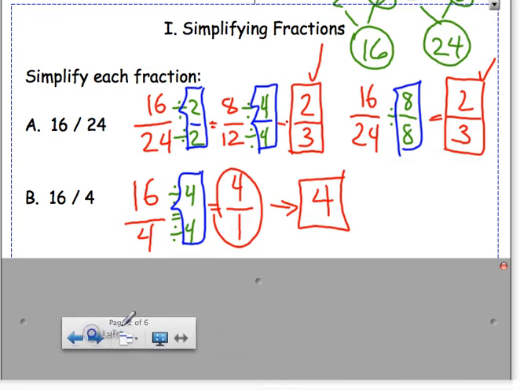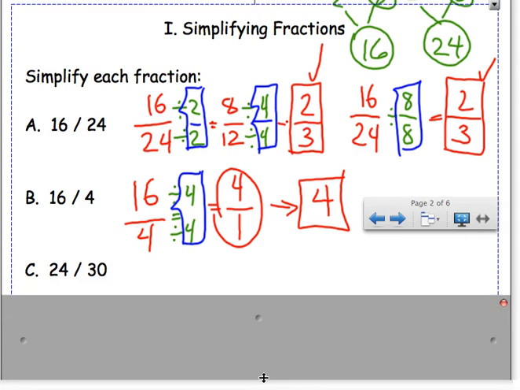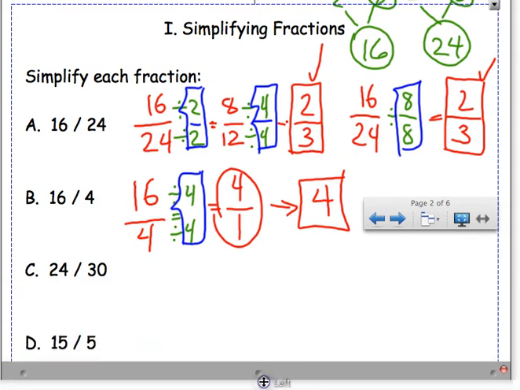Okay, I'd like you to try now. Please stop the video here and try C and D, and press play when you're ready to check your answer.